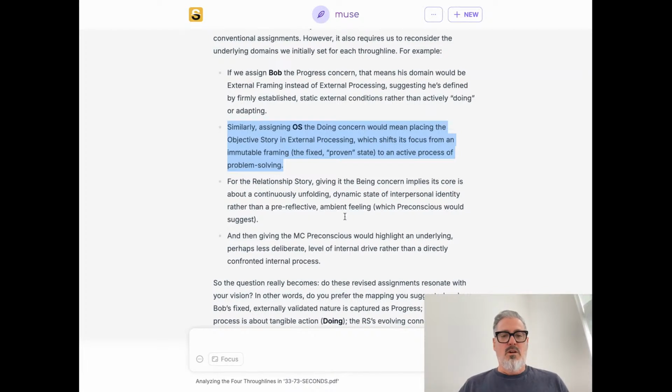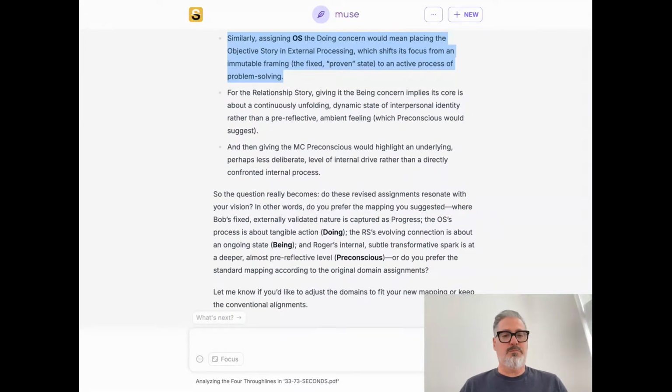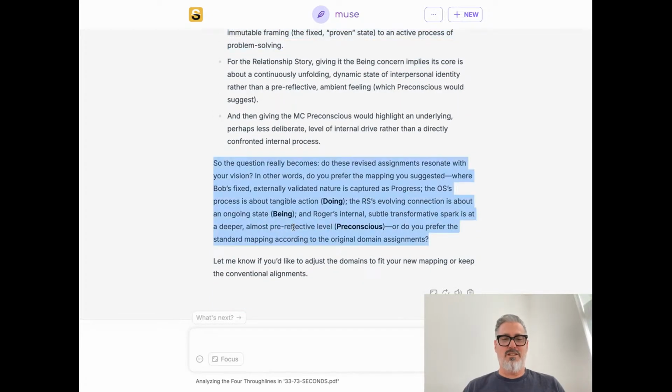For the relationship story, giving it the being concern implies its core is about a continuously unfolding dynamic state of impersonal identity, which is like, just be, it's better to be seen and not heard. So the question really becomes, do these revised assignments resonate with your vision? In other words, do you prefer the mapping you suggested where Bob's fixed, externally validated nature is captured as progress, the OS's process is about tangible action, the RS's evolving connections about being, and Roger's internal subtle transformative spark is at a deeper, almost pre-reflective level. That's funny. Pre-reflective. Yeah, that's what it is.